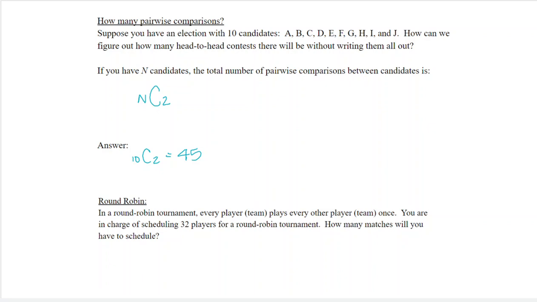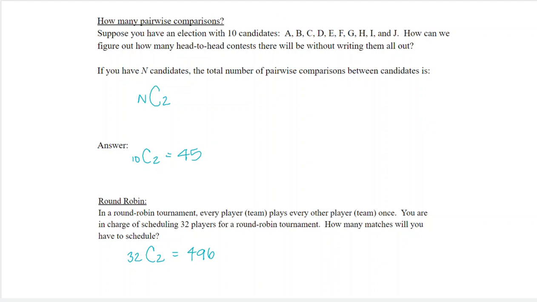So, practical application of this. In a round-robin tournament, every player or team plays every other player or team once. You are in charge of scheduling a 32-player round-robin tournament. How many matches, games, whatever sport it is, will you have to schedule? Well, you just do 32 choose 2, and you get 496 matches, which is a lot. So I hope that the people running this tournament have a large facility.